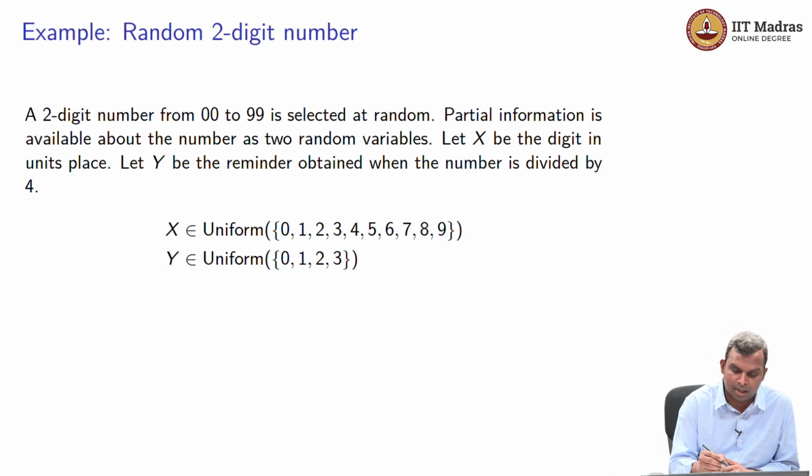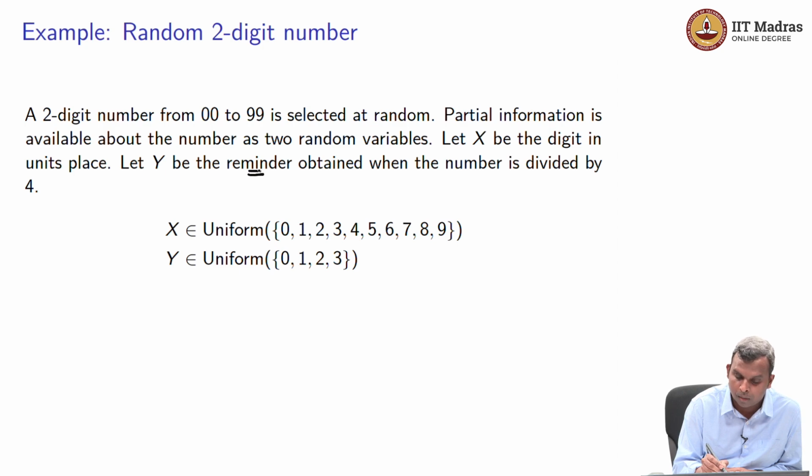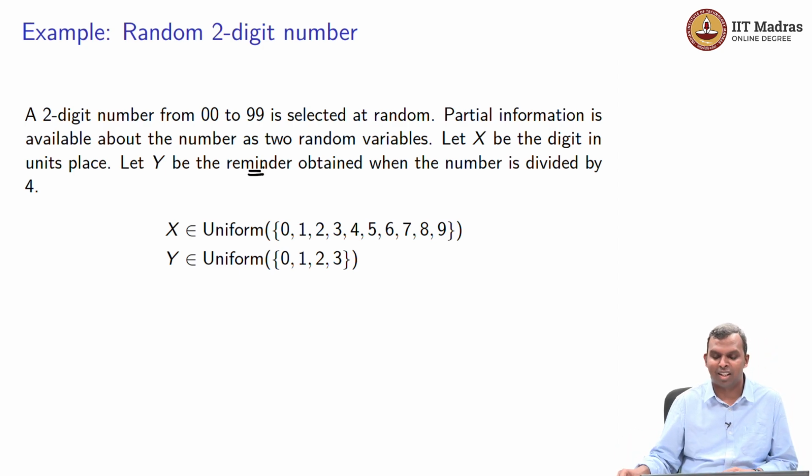I think there's a spelling mistake here. That's okay. I'll underline it so that you can correct it later. So y is the remainder that's obtained when the number itself is divided by 4.